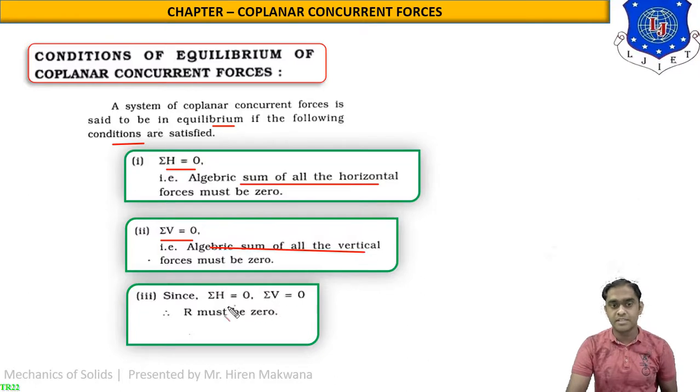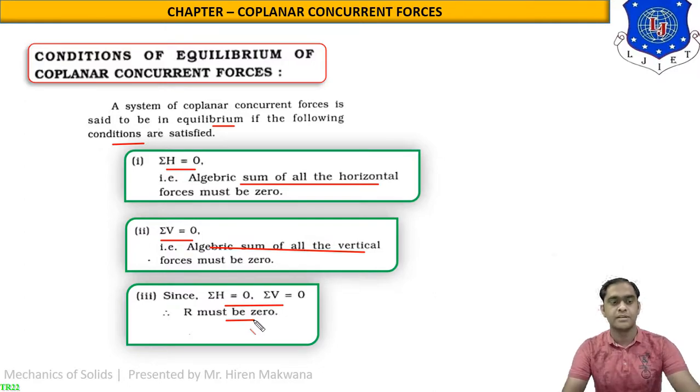And the third one: sigma H equal to 0 and sigma V equal to 0. So accordingly, the earlier formula, R equal to under root of sigma H square plus sigma V square, is also becoming 0. So now R also must be equal to 0. These three conditions should be satisfied to make the system in equilibrium: sigma H equal to 0, sigma V equal to 0 and R equal to 0. We will discuss all these cases in the numericals, turn by turn.